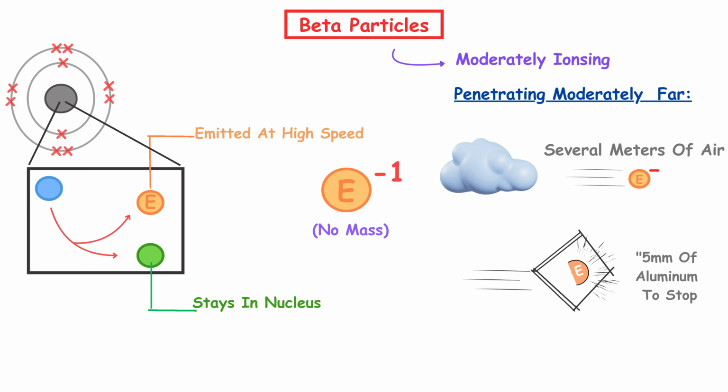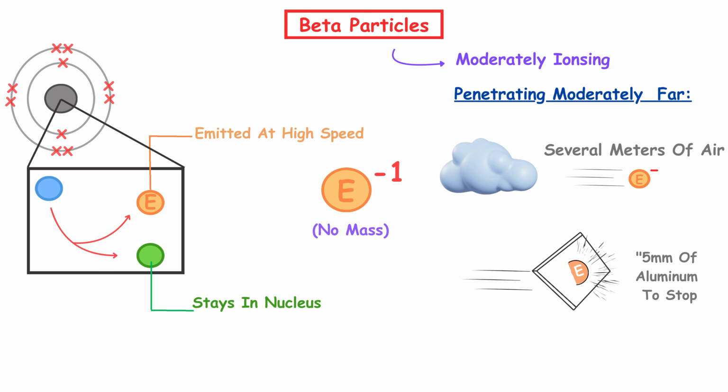Next are beta particles, which are just electrons with a charge of -1 and almost no mass. Interestingly, beta particles aren't emitted from the atom's electron shells. Instead, a neutron inside the nucleus decays into a proton and an electron. The proton stays, and the high-speed electron is emitted.